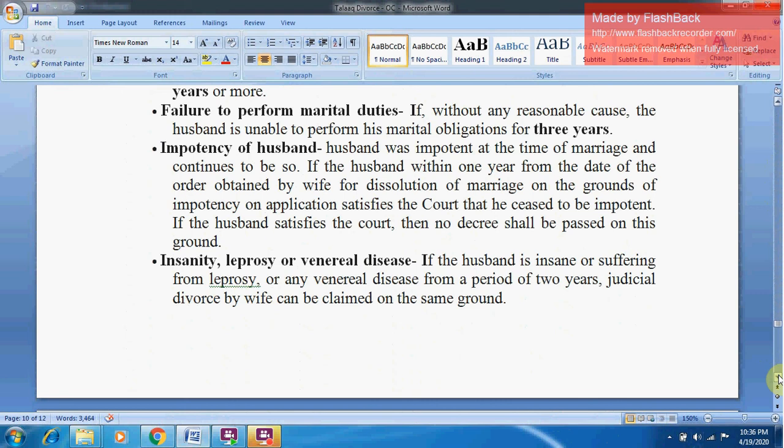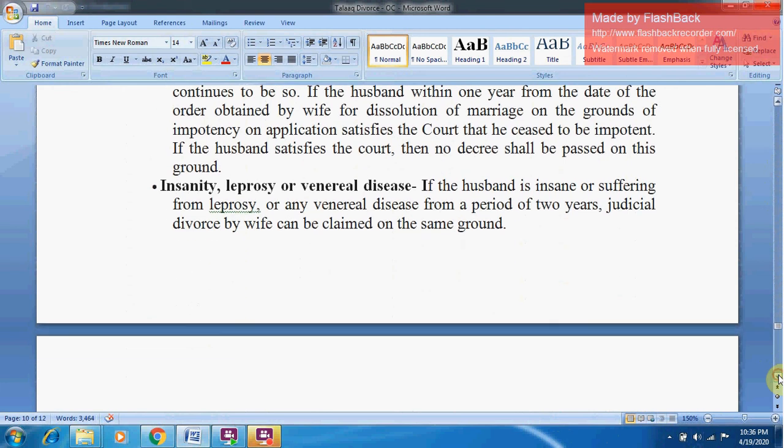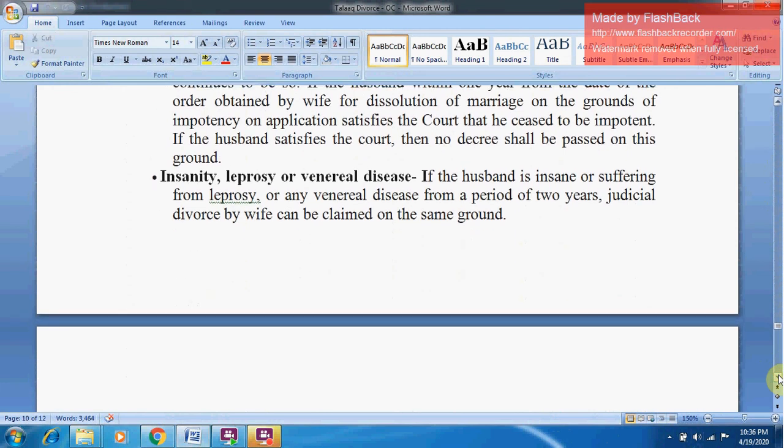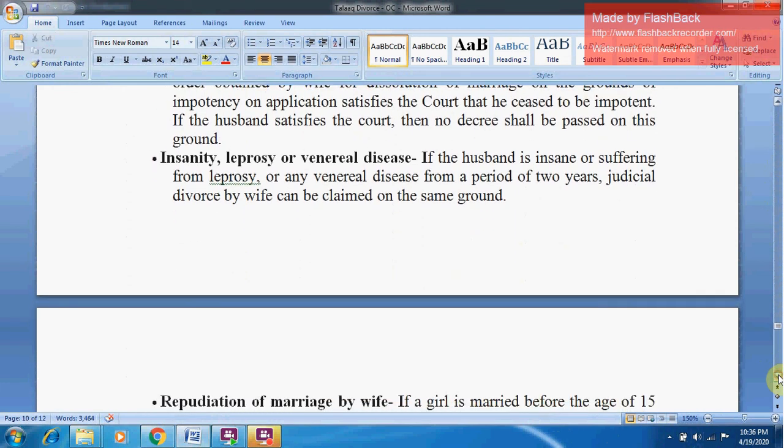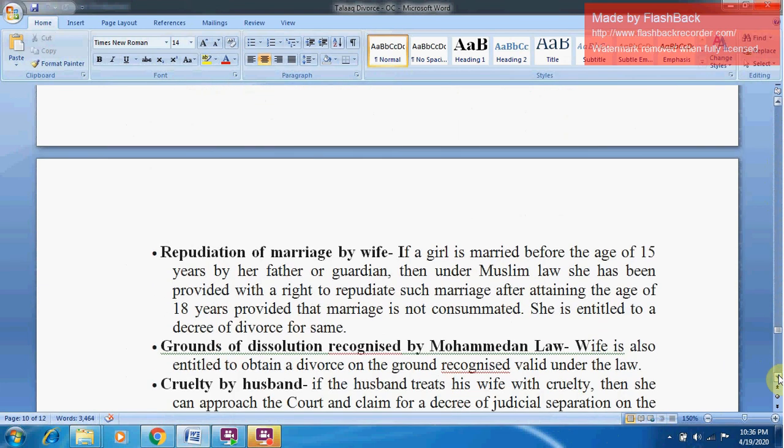Then comes insanity, leprosy or venereal diseases. If the husband is insane or suffering from leprosy or any venereal diseases for a period of 2 years, judicial divorce by the wife can be claimed on the same ground. And I believe this insanity, leprosy and venereal diseases ground is repealed by the Amendment Act's later part. Comes the repudiation of the marriage by the wife.